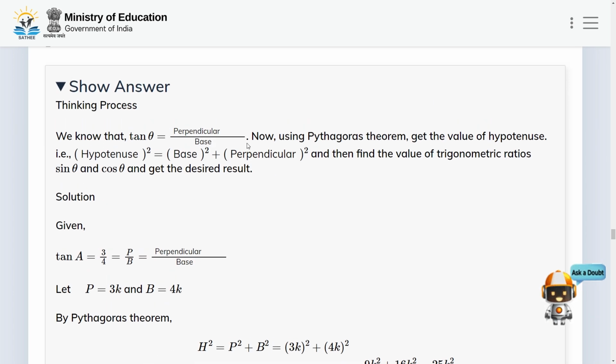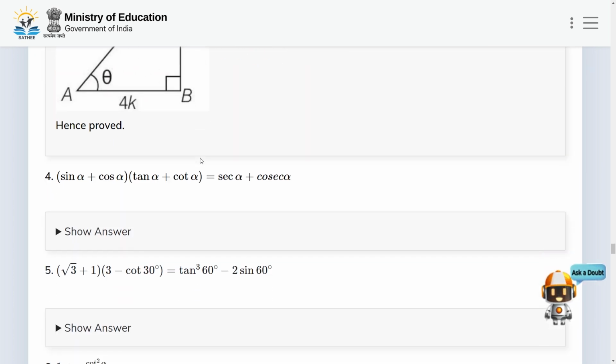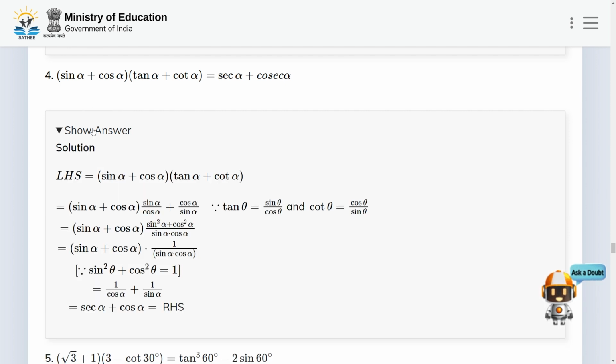So here we need to prove sin a into cos a is equal to 12 by 25, and hence proved. Okay, so now let us move to the next problem. In the next problem, we have to prove that (sin alpha plus cos alpha) times (tan alpha plus cot alpha) is equal to sec alpha plus cosec alpha. Okay, so let us prove this problem.